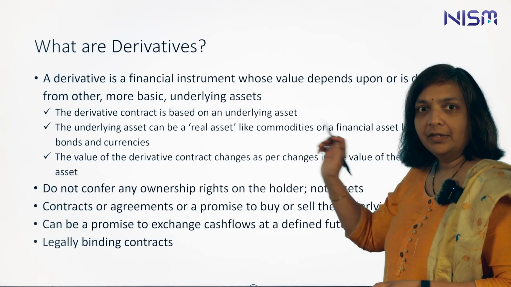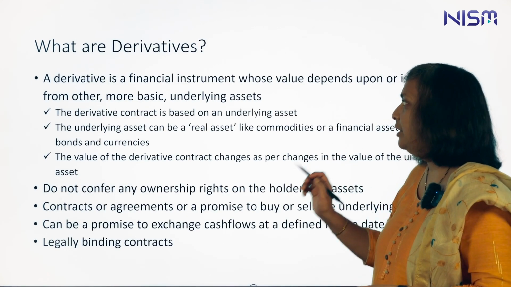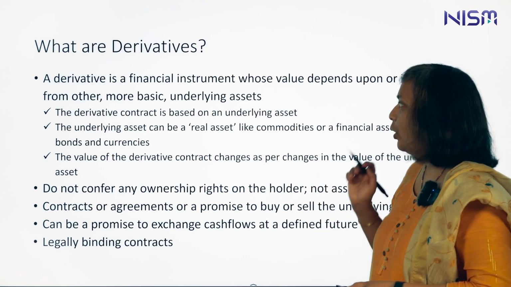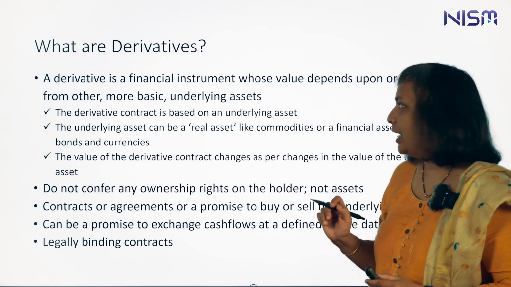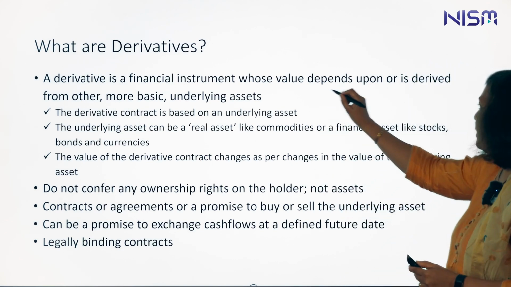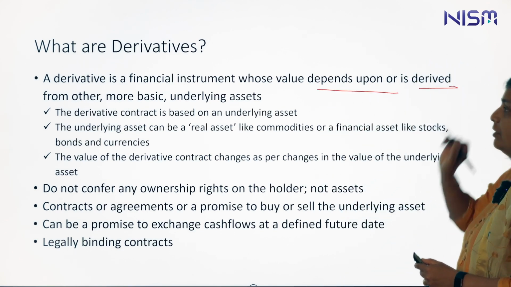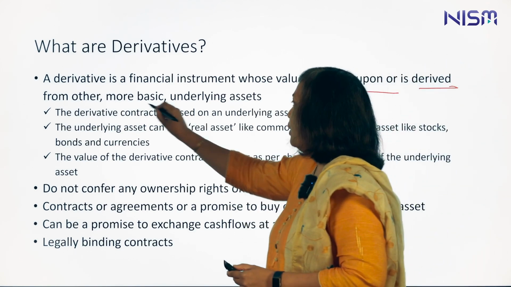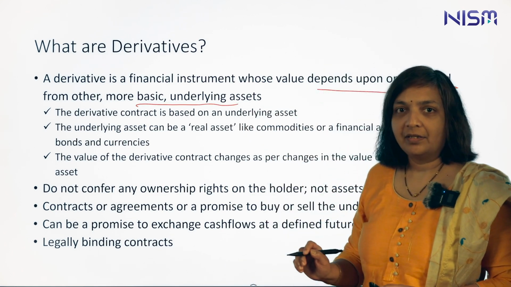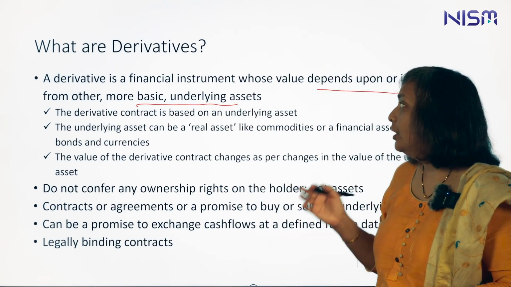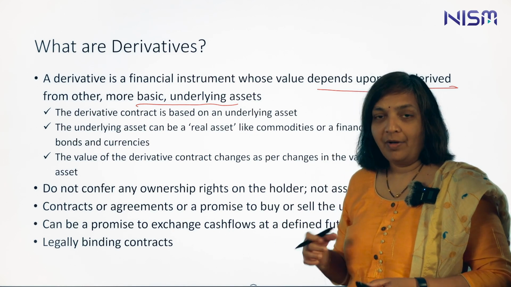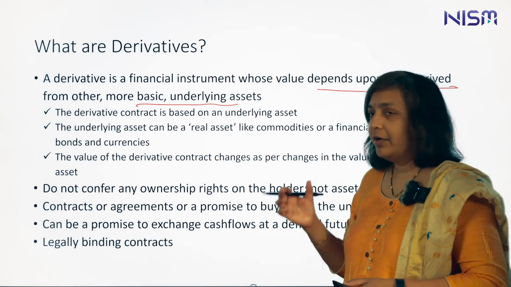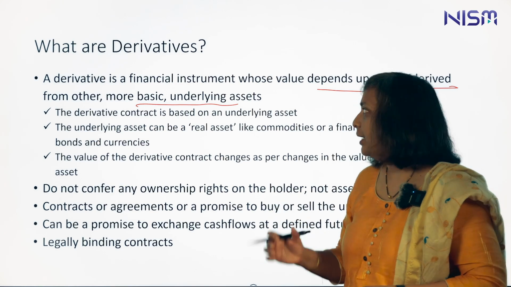So let's begin with the first, the meaning of derivatives. Okay. So what are these derivative contracts? Basically, a derivative is a financial instrument whose value depends upon or is derived from the value of other more basic underlying assets. That's why we call it a derivative. A derivative has no value of its own. Its value depends upon or is derived from the value of the underlying variable.